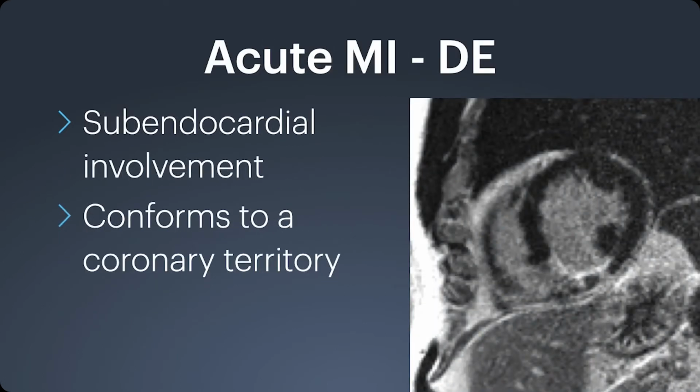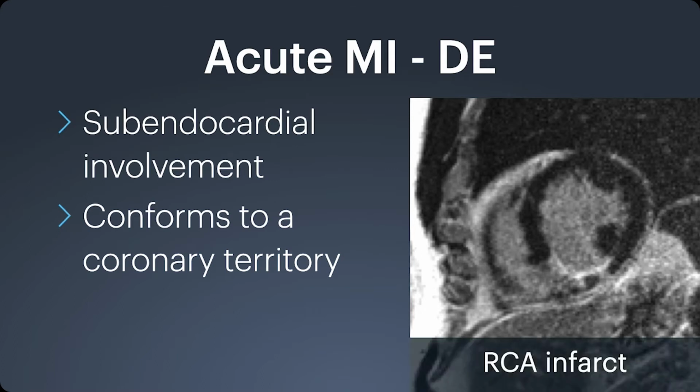So in acute MI with delayed enhancement, again, we're looking for hyperenhancement in a subendocardial distribution that conforms to a coronary artery territory. In this particular example, we have subendocardial delayed enhancement. There's some mid-wall involvement as well, and it's confined to the RCA territory. This is compatible with an RCA infarct.